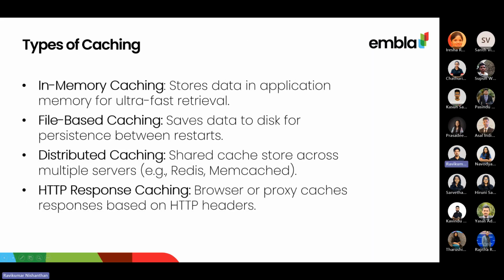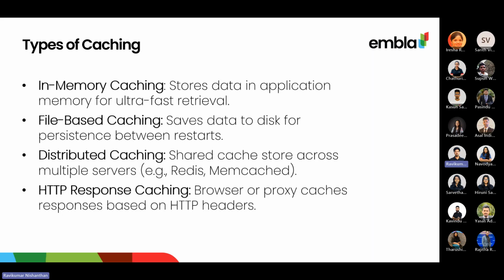Actually, caching can be done in several ways. The right choice depends on your application needs. So the first one is in-memory caching. This stores data directly in the application's memory. So it's very fast because there is no disk or network involved. But the downside is that it's limited by the memory of the single machine.